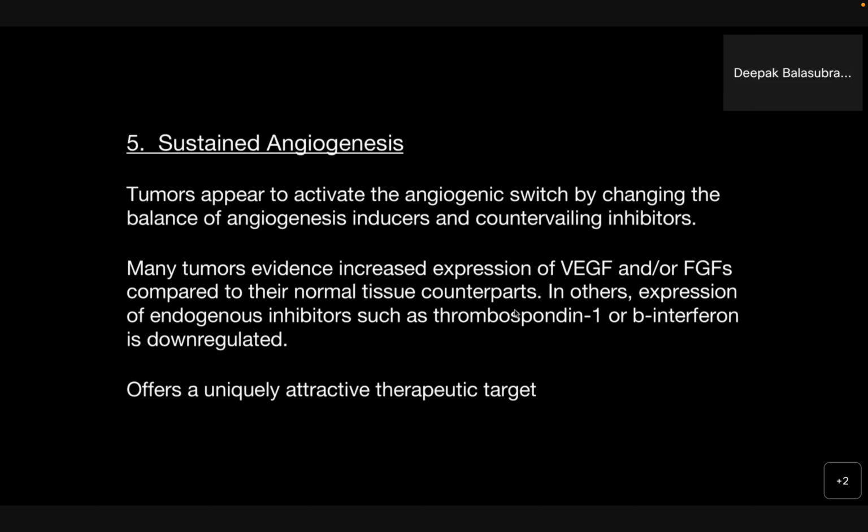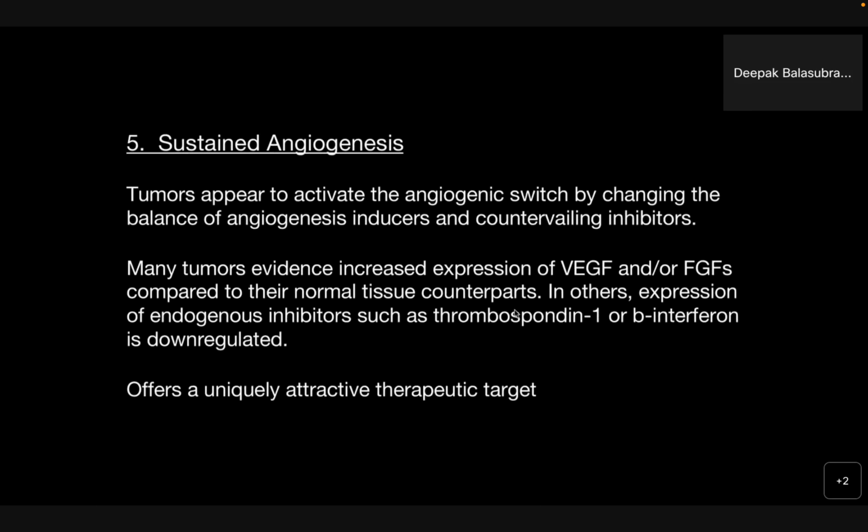I told you sustained angiogenesis is one of the important aspects. Tumors can do an angiogenic switch. There is always a balance between the angiogenesis inducers and the inhibitors, but tumors are able to change the balance between these two.